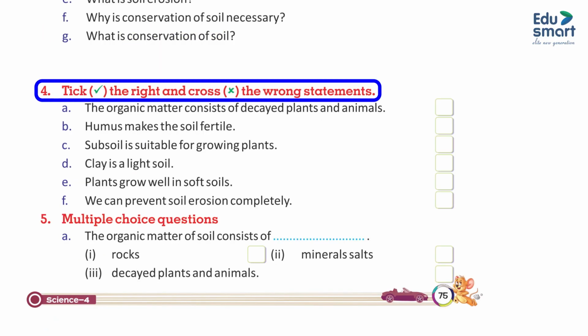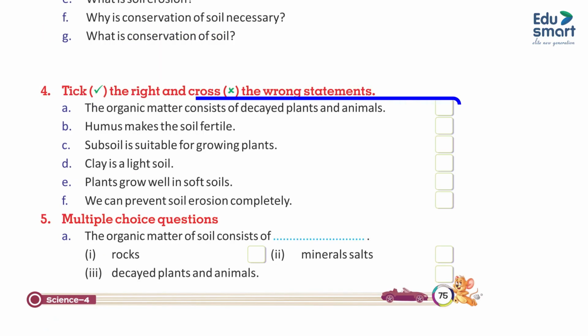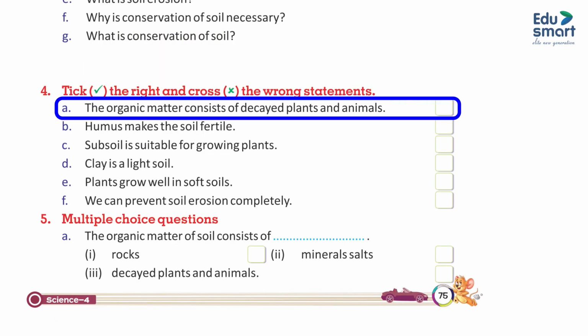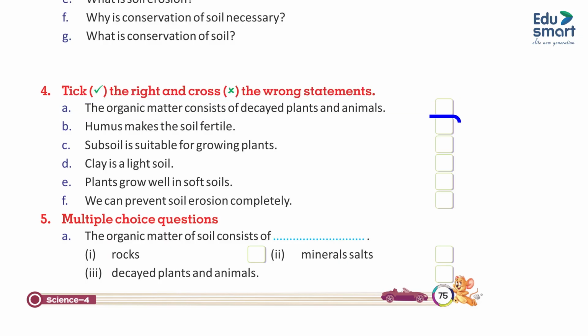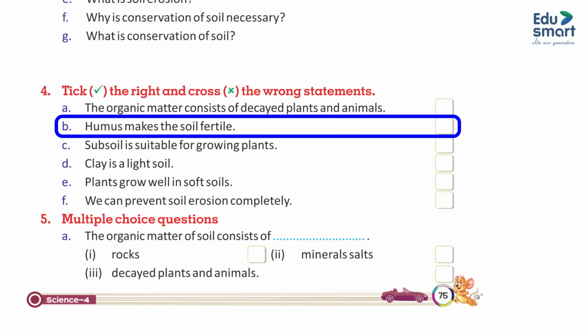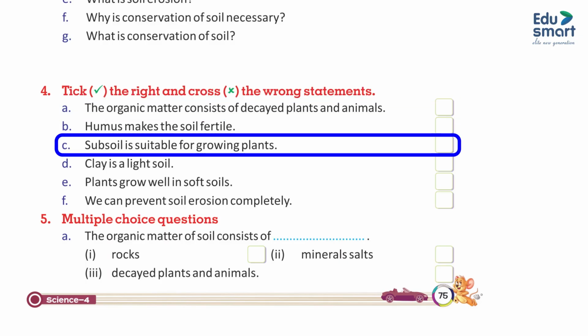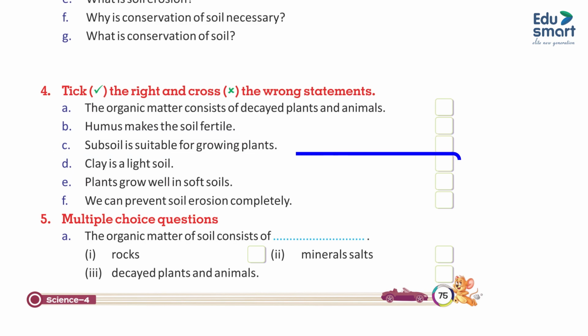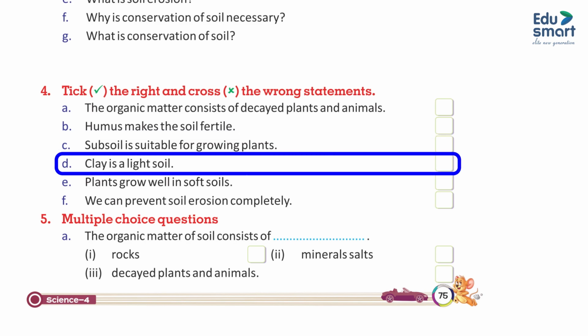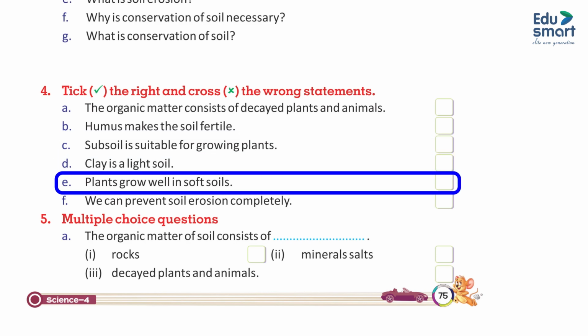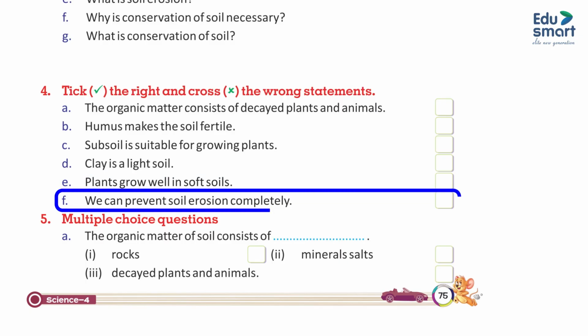4. Tick the right and cross the wrong statements. A. The organic matter consists of decayed plants and animals. B. Humus makes the soil fertile. C. Subsoil is suitable for growing plants. D. Clay is a light soil. E. Plants grow well in soft soils. F. We can prevent soil erosion completely.